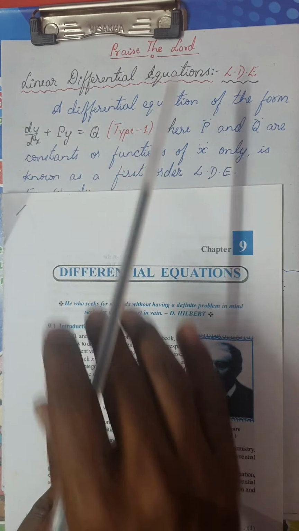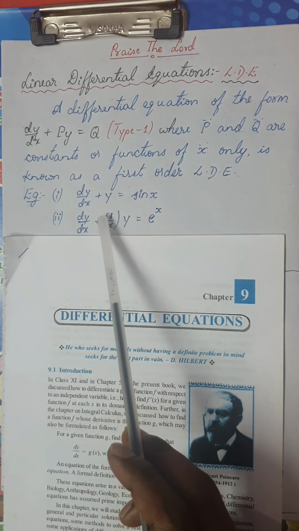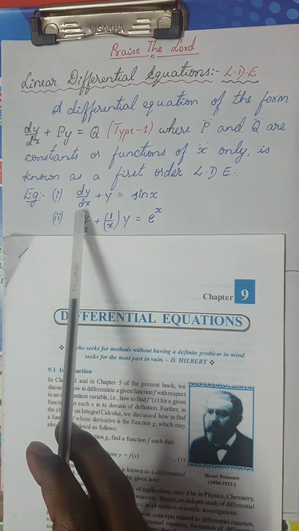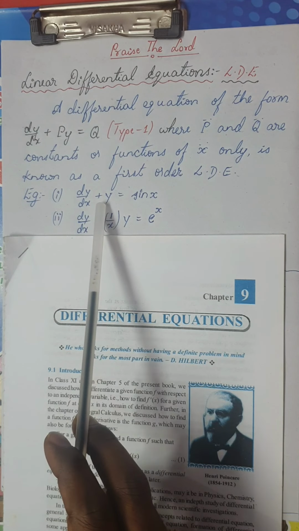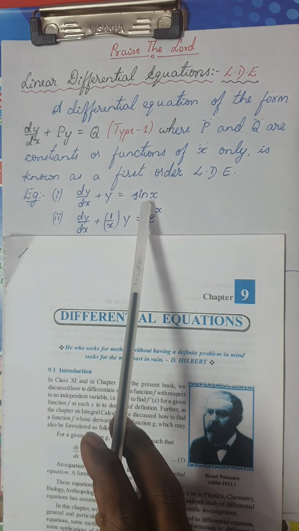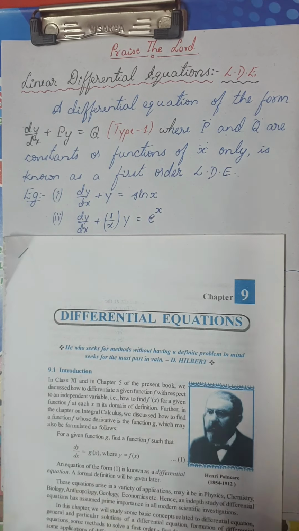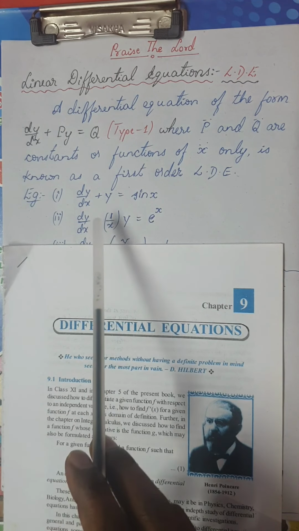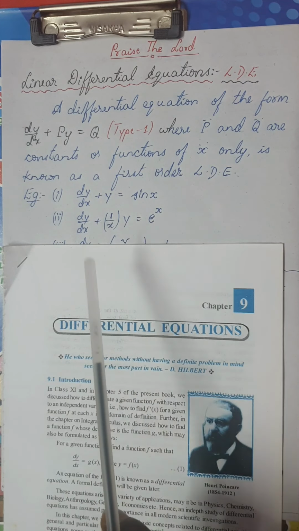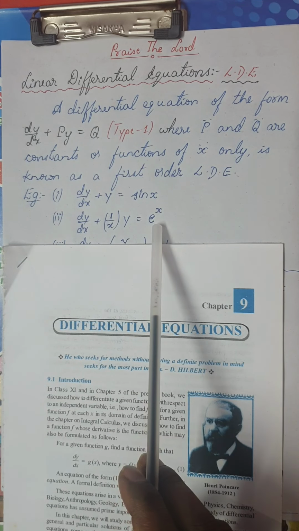Now for example, you may look at this equation: dy by dx plus y is equal to sine x. This is already in the general form. You can see here in place of p you have 1, and in place of q you have sine x. So this is a first order linear differential equation. Go to the next example: dy by dx plus 1 by x into y is equal to e power x. In this case, p will be 1 by x and q will be e power x.